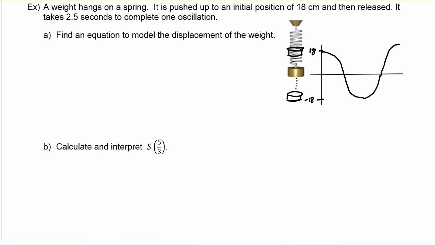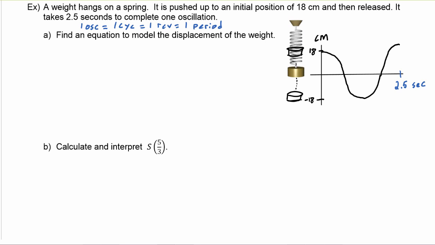And now we're told that the time for one complete oscillation is 2.5 seconds. Now, one oscillation is the same thing as saying one cycle or 1 revolution, or 1 period. So we know that the 1 cycle here ends at 2.5 seconds. And of course, the height is measured in centimeters.